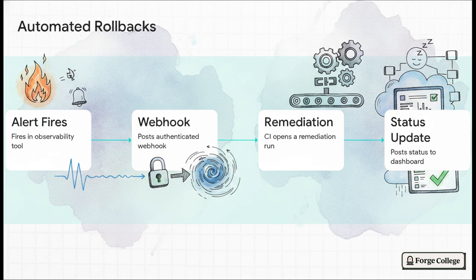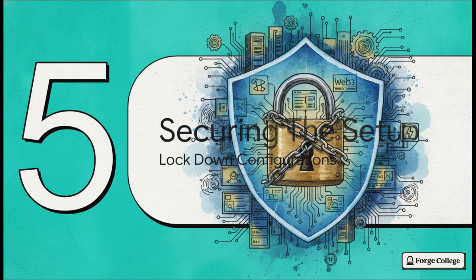So basically, if something breaks, the system can automatically toggle a safety switch or roll back a bad update without you lifting a single finger. You literally get to sleep while your infrastructure plays superhero. How cool is that? Let's look at Section 5, Securing the Monitoring Setup.